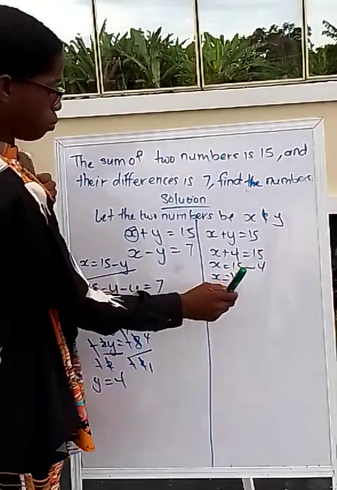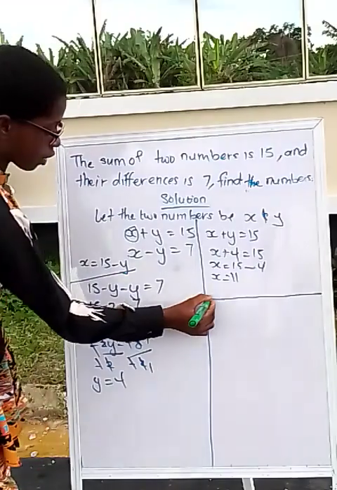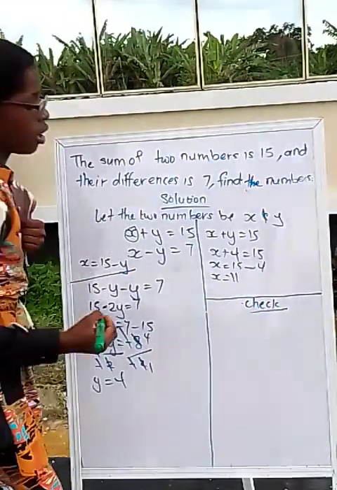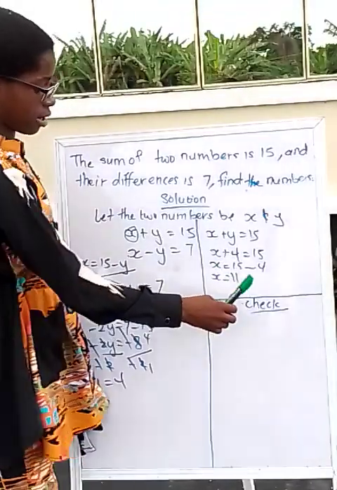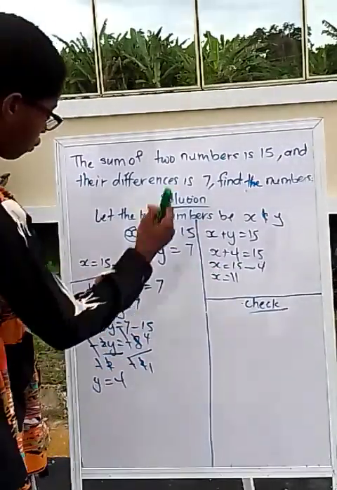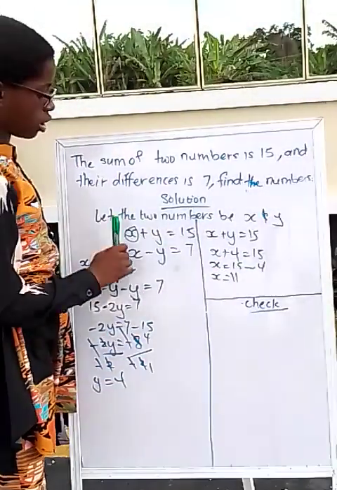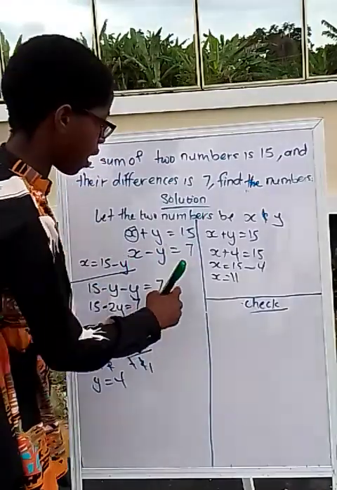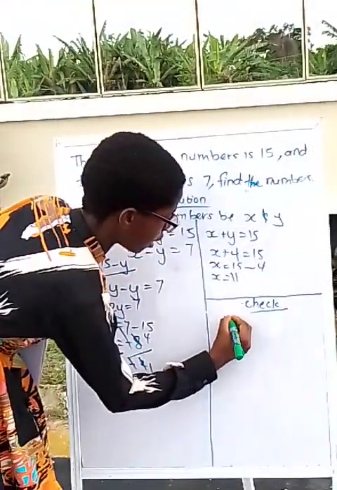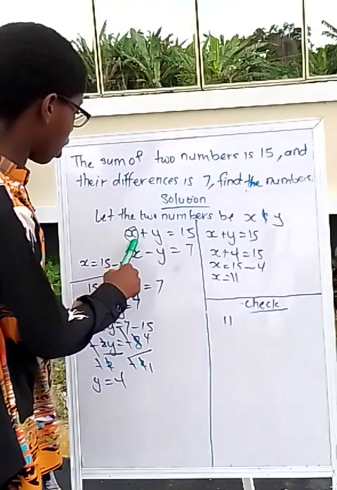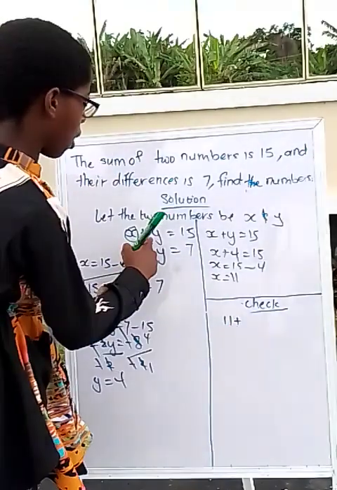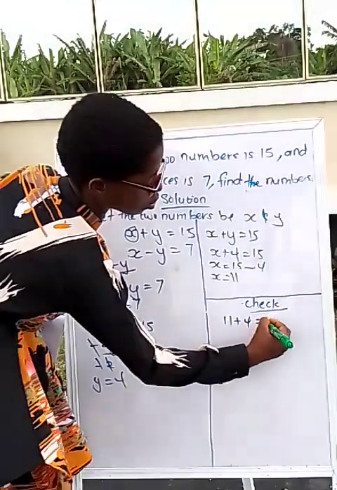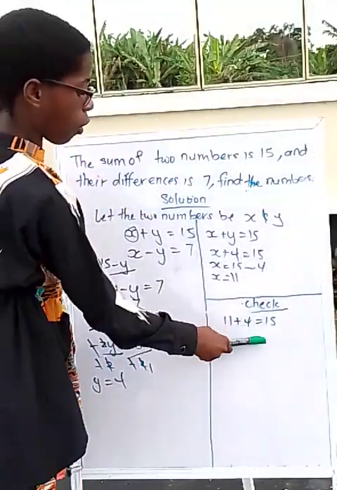Now, let's check if our answers are correct. To check, we have to substitute the values of both x and y in the two equations. So our x is 11. From equation 1, we have 11 plus our y, which is 4, equals 15. And 11 plus 4 is equal to 15. So we are right in that aspect.